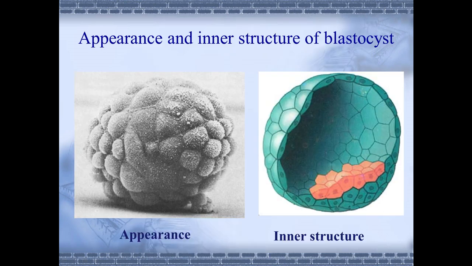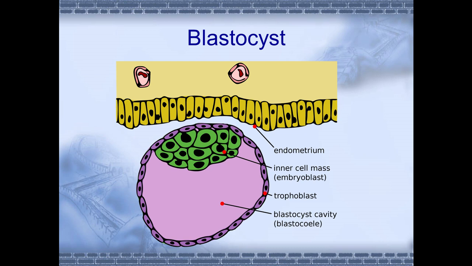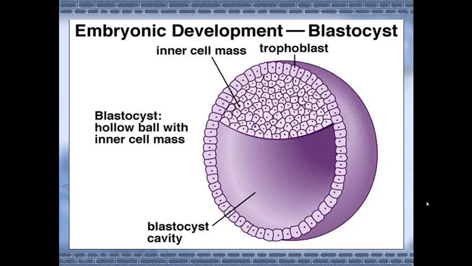So you can see the appearance, the inner structure. It is a ball-like structure. If you just cut it, it appears like this. Here is the inner cell mass attached to one part. The same thing you can see over here, that trophoblast. Then you can also see the blastocyst cavity, then the inner cell mass. Same thing, the blastocyst cavity, the inner cell mass and also the trophoblast. So this is a blastocyst, that is a hollow ball with inner cell mass.